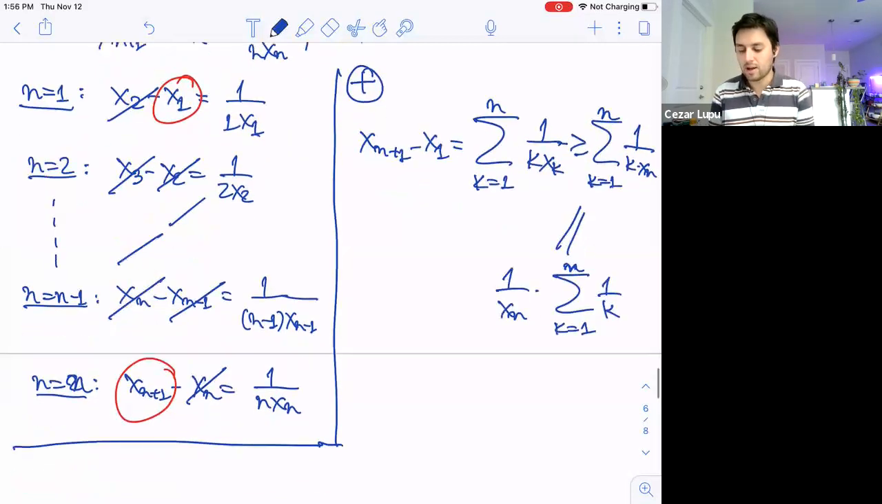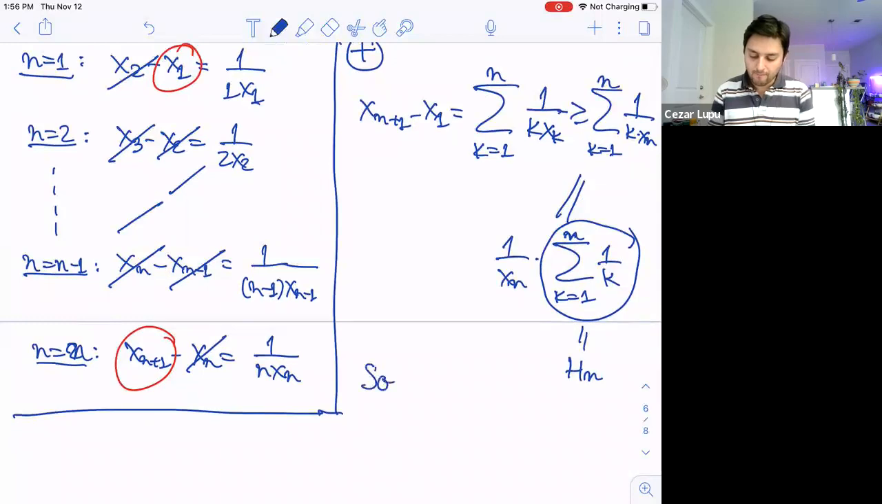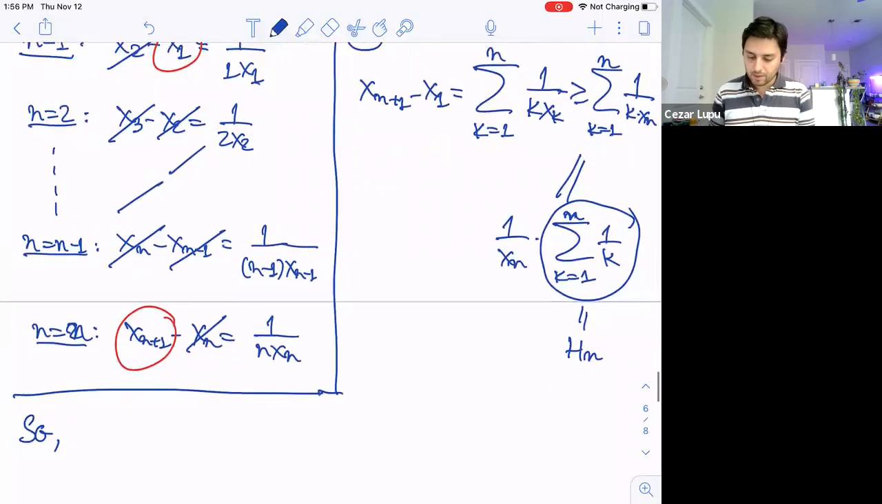But do you remember this guy, right? Do you remember this guy? This was what? The harmonic sequence. Okay, let me write it here. xn+1 minus x1 is greater than 1 over xn times Hn.